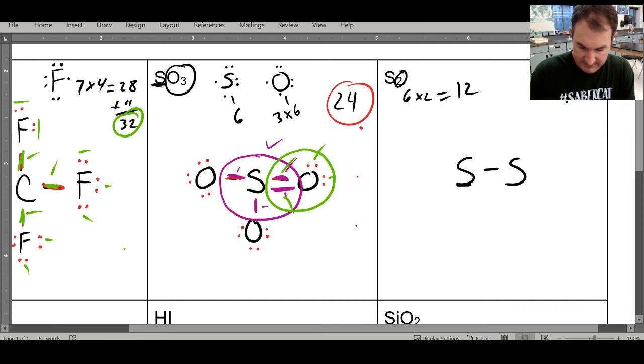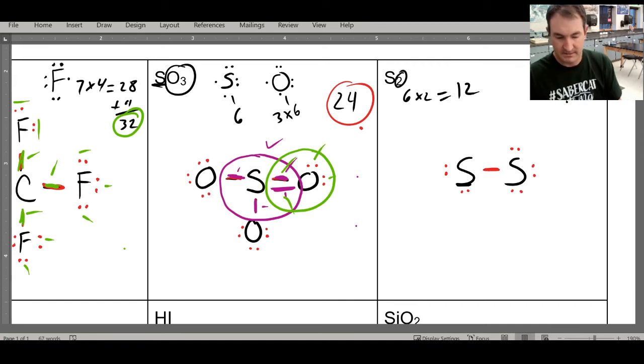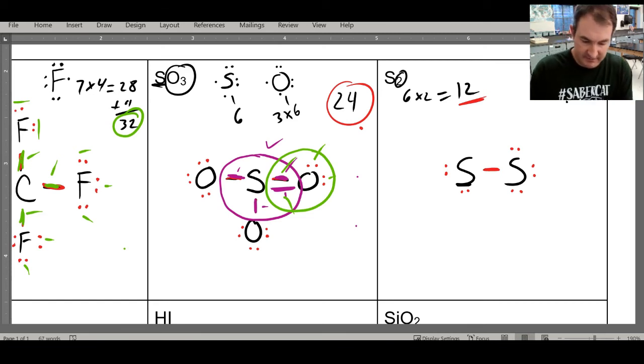And we need to put on 12 valence electrons. So I'm going to start counting 2, 4, 6, 8, 10, 12. Got to stop because I got to the number that I have here. So next step, let's check and see if everybody has a full octet, if everybody has 8 valence electrons.